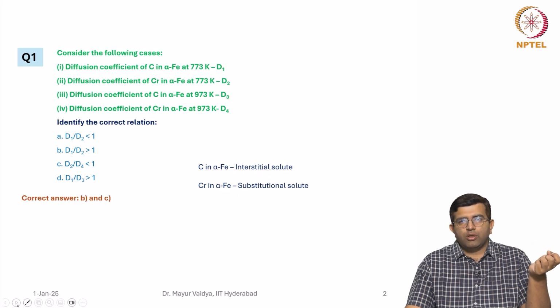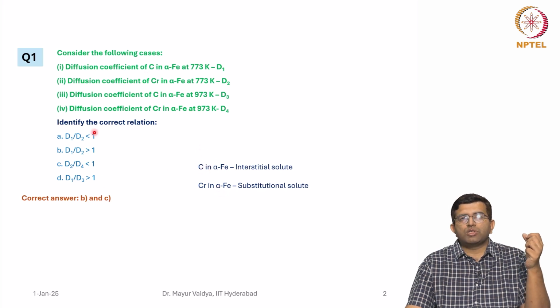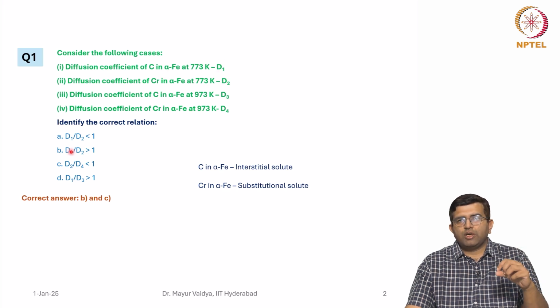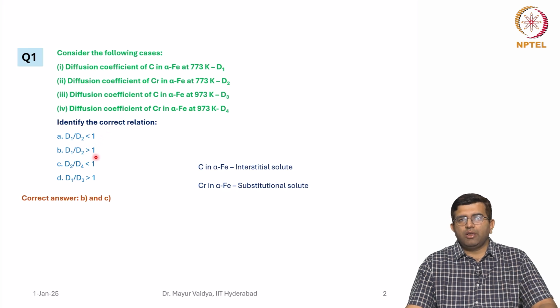Therefore, the correct options are B and C. Why? Again, you can see carbon diffuses faster in alpha iron at a given temperature. So, if you see option B, which is D1 by D2, that means the chromium diffusion is D2 and carbon diffusion is D1. So, D1 is higher than D2 and therefore, you have D1 by D2 greater than 1.